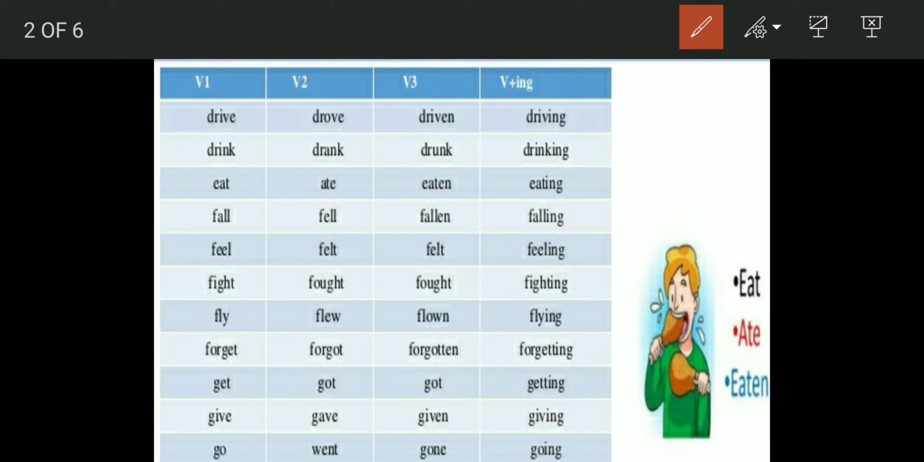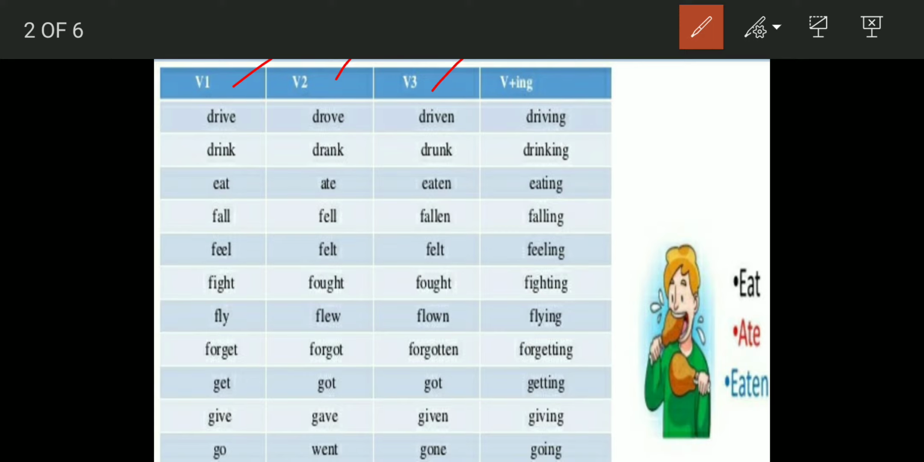So we know these. I am sure you must be aware that these are the first form of the verb, these are the second form, and this is the third form of the verb. Fight, fought, again it remains fought. Fly, flew, flown. Forget, forgot, forgotten. I forget, I forgot, I had forgotten. Get, got. Give, gave, given. Go, went, gone. These are the three forms of the verb.